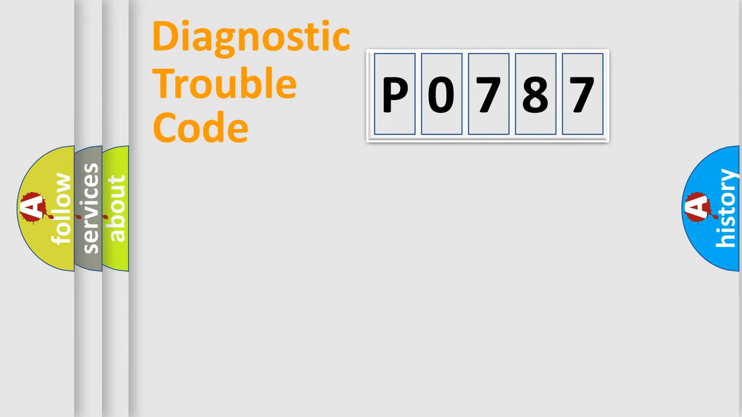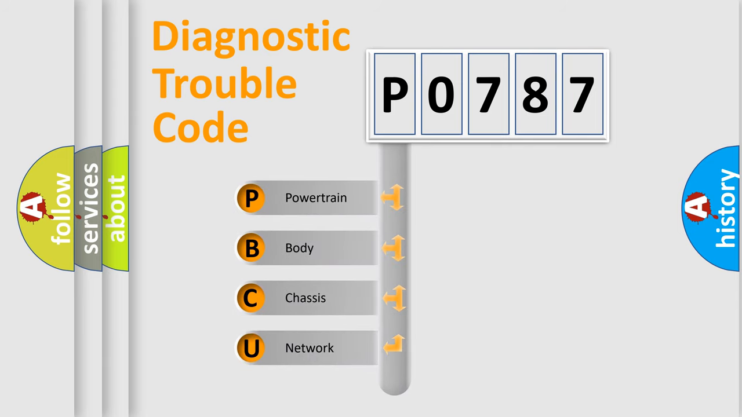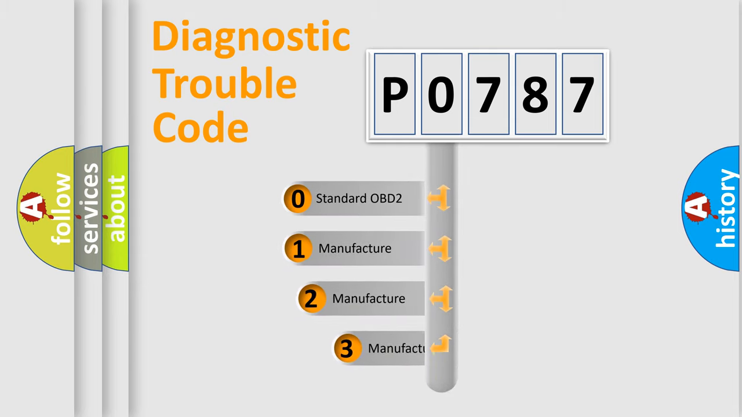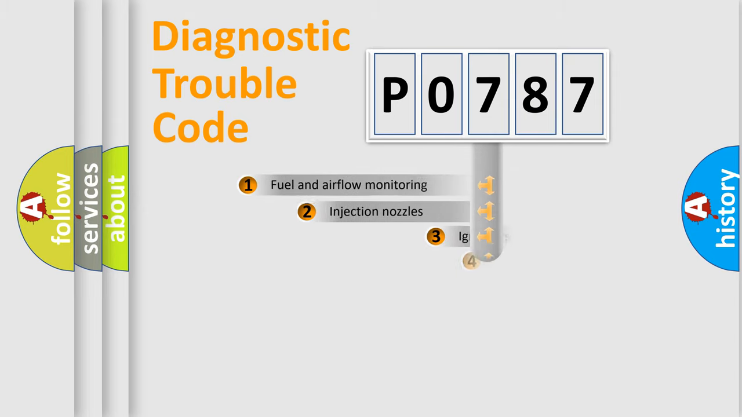Let's do this. First, let's look at the history of diagnostic fault code composition according to the OBD2 protocol, which is unified for all automakers since 2000. We divide the electric system of the automobile into four basic units: powertrain, body, chassis, network. This distribution is defined in the first character of the code. If the second character is zero, it is a standardized error. In the case of numbers 1, 2, 3, it is a more specific, car-specific error expression.